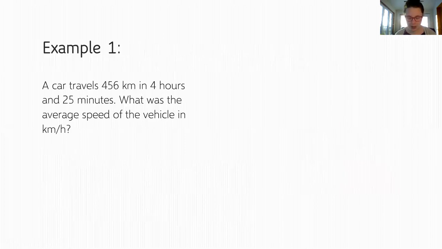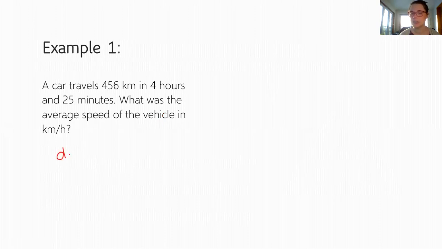Turn the minutes into hours and then do your calculation. So we're going to do just a couple example questions. The math is pretty easy for them. You may want to draw a triangle so that you can follow your math there. I'll write the equation out each time. A car travels 456 kilometers in 4 hours and 25 minutes. What was the average speed of the vehicle in kilometers per hour?